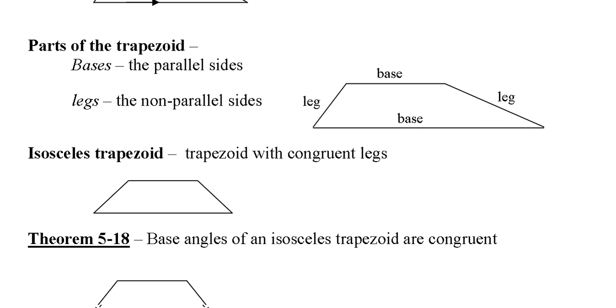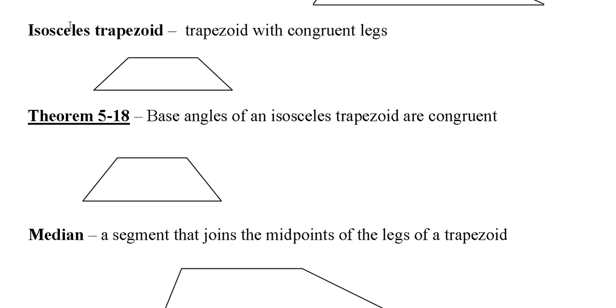Now, an isosceles trapezoid is just one with congruent legs. So here we have two congruent legs right there. And Theorem 518 is about the base angles of an isosceles trapezoid, and it says the base angles are congruent. Now, if you look here, we have two bases, which means we have two pairs of base angles. These two are congruent here, and these two are congruent here.